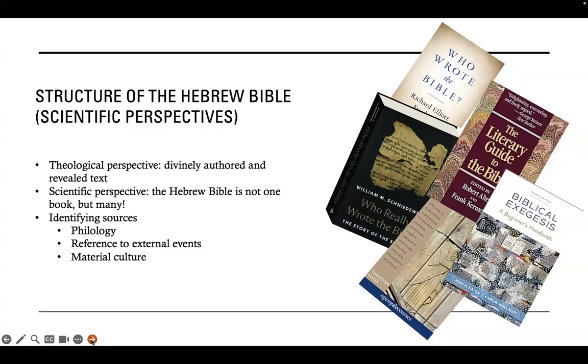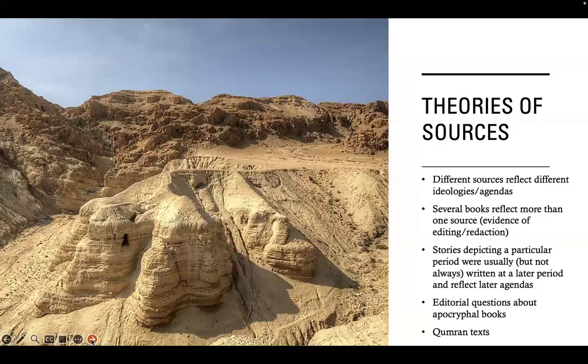Sometimes they will have references to external events, like when a historical event is mentioned in a biblical book, the level of accuracy, the references to real people that we have historical evidence actually existed can help us date the text. And sometimes references to material culture in the text might correspond to material findings that were found in archaeological digs around the Middle East, and can help us figure out when this book was authored.